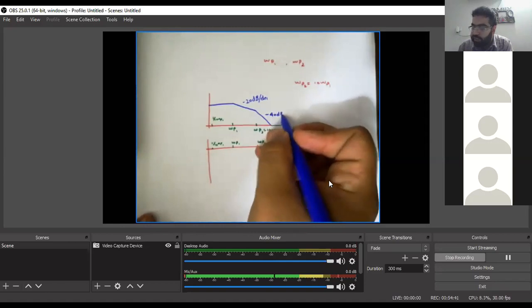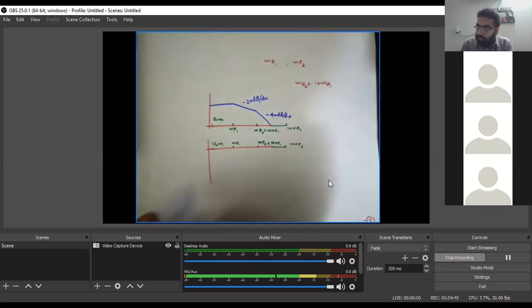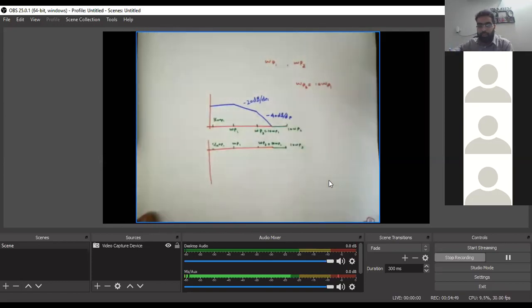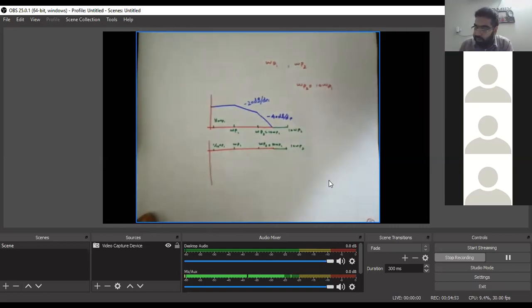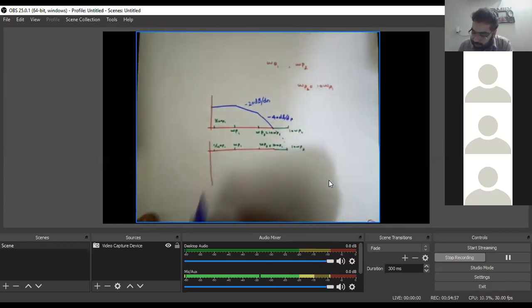So for magnitude, it doesn't matter wherever omega p2 is going to come. If omega p2 lies on top of omega p1, we are going to have minus 40 dB. So for the magnitude response, we are safe. We don't have to worry much. It will continue all the time. But what will happen with the phase response? Let's see.